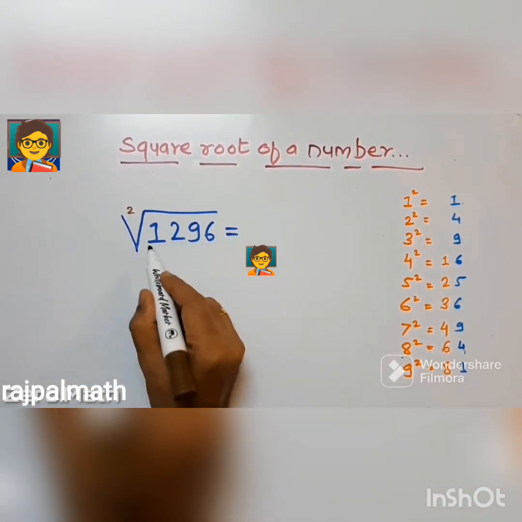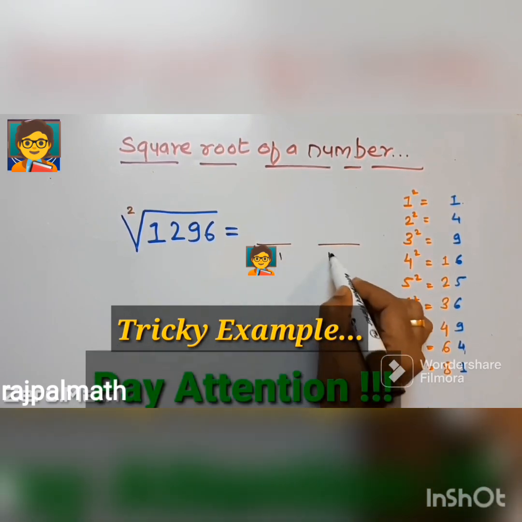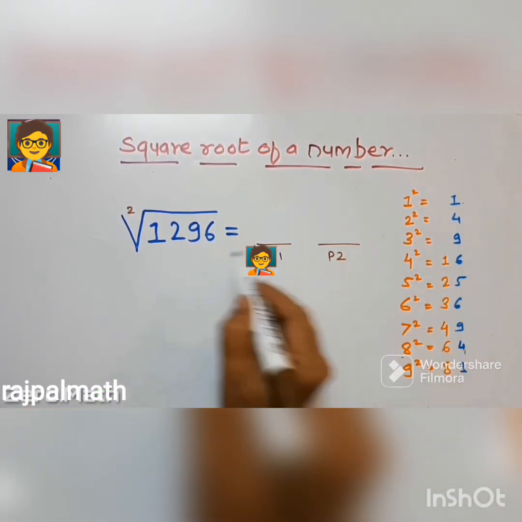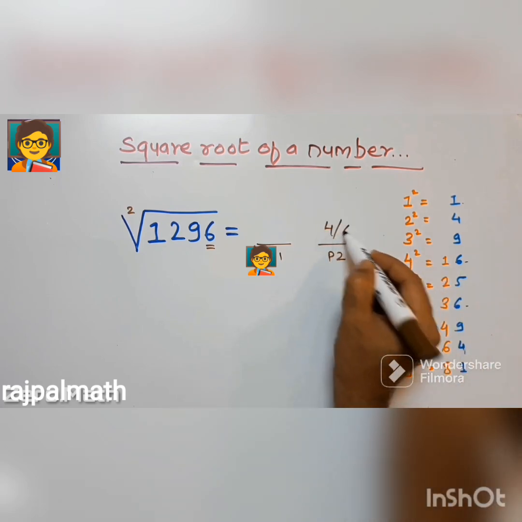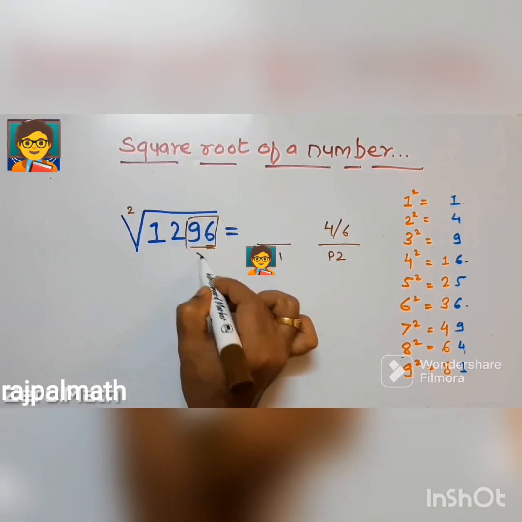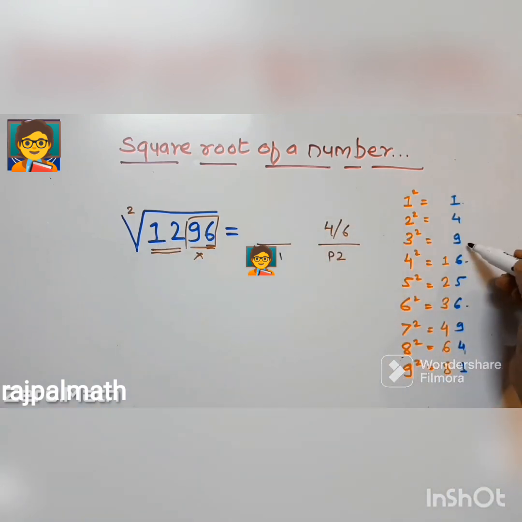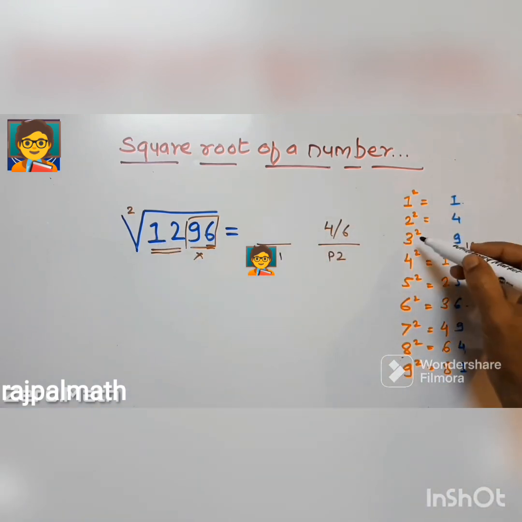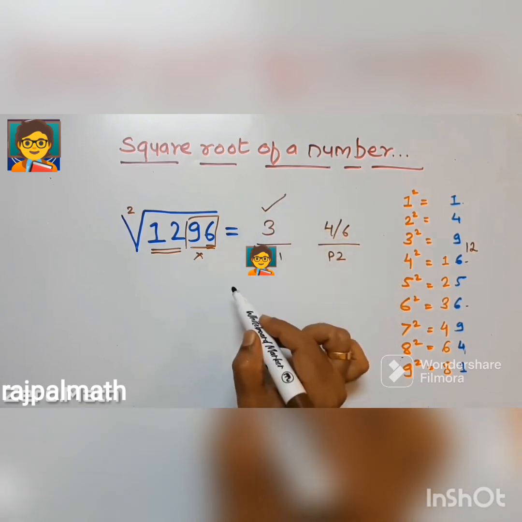Let's try to find out the square root of 1296. This is a bit tricky. So note down part 1 and part 2 of our answer. Since this number ends with 6, I can say part 2 of my answer is either 4 or 6. To find part 1, let's ignore these two digits and take the rest of the number, which is 12. 12 falls between 9 and 16, which is 3 square and 4 square. So let's take the lower one, which is 3. So part 1 of my answer is 3.